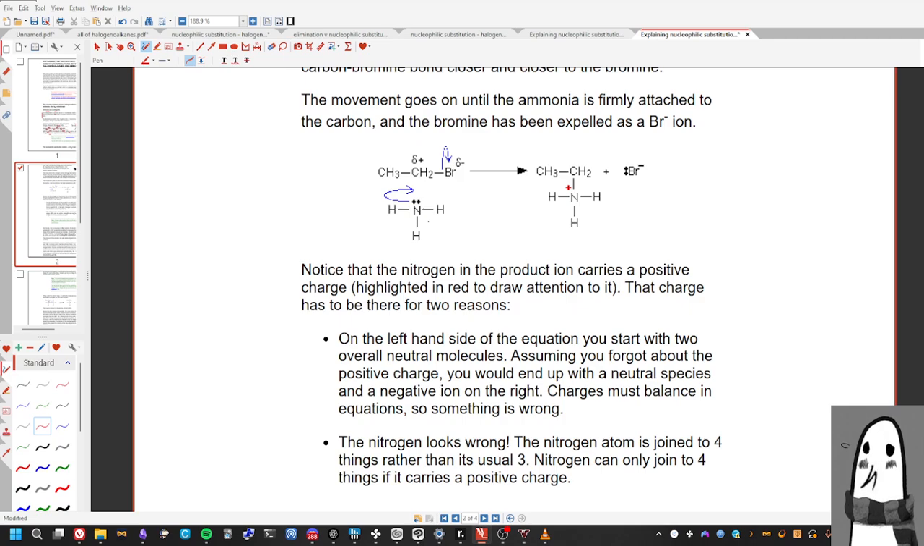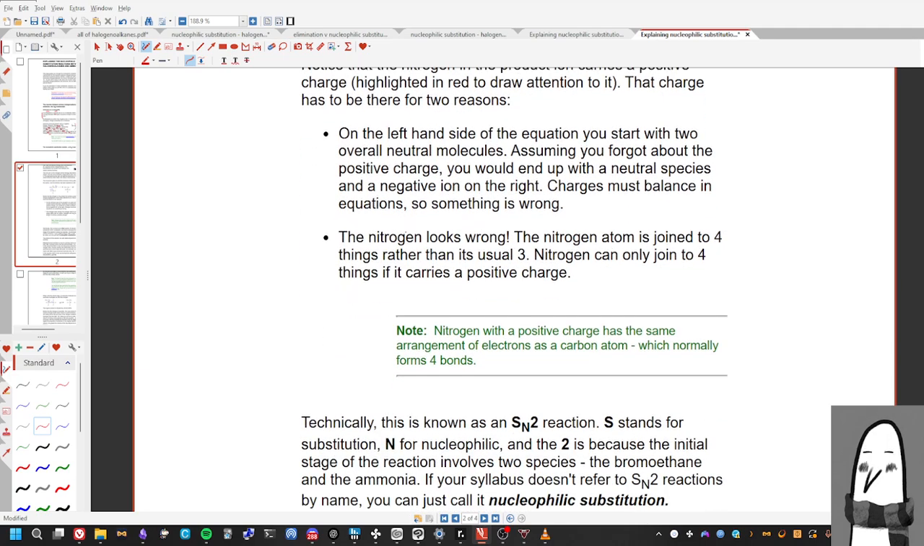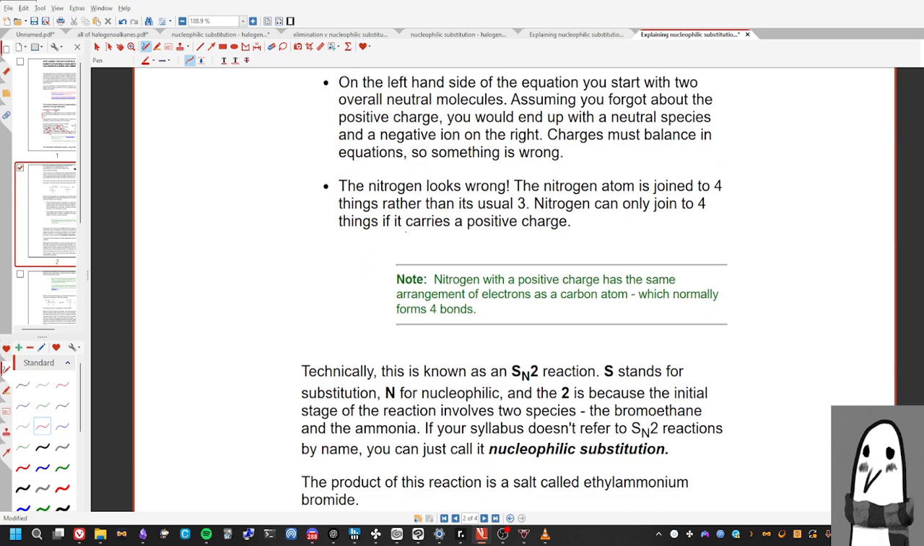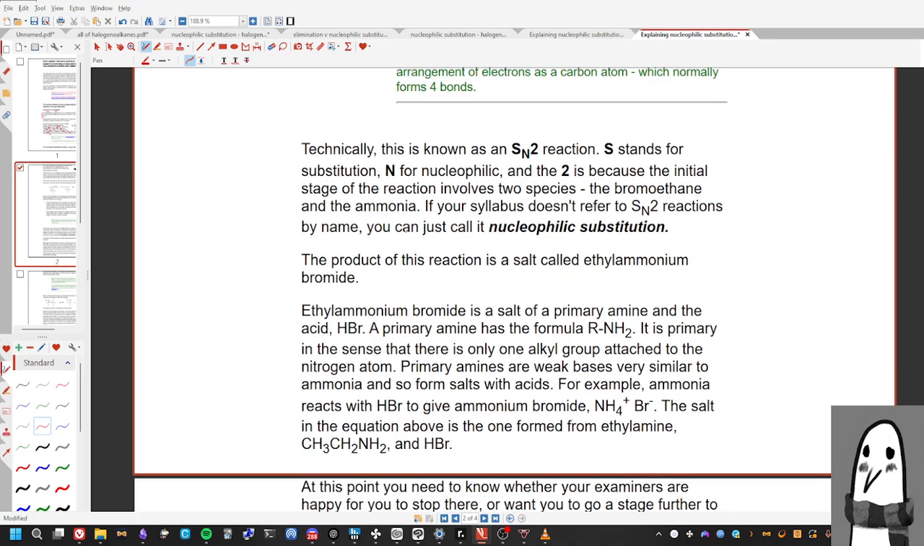That charge has to be left there for two reasons. On the left hand side of the equation, you start off with two neutral molecules. Assuming you forgot about the positive charge, you would end up with a neutral species and a negative ion on the right. Charges must balance in an equation, so something is wrong. The nitrogen looks wrong too. The nitrogen atom is joined to 4 things rather than its usual 3. Nitrogen can only join to 4 things if it carries a positive charge. Technically, this is known as SN2.